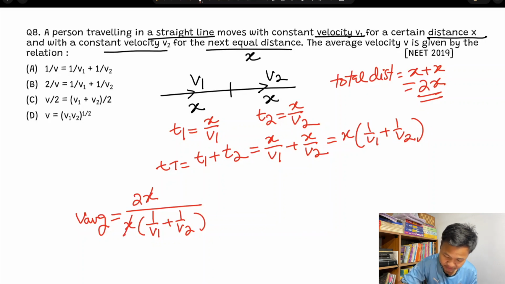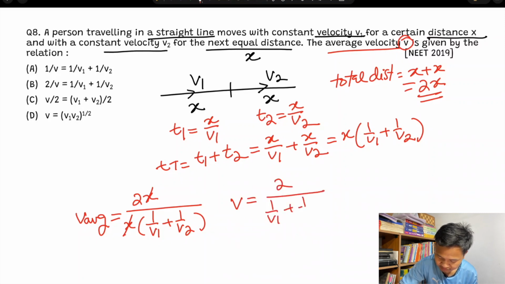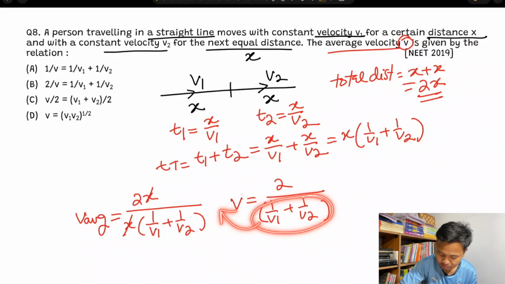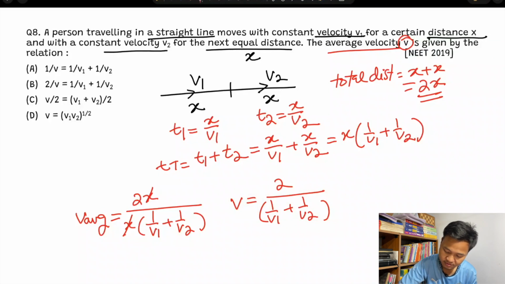x gets cancelled out. And one more thing, here you're given average velocity is v. Okay, so v is given. Average velocity v is equal to 2 by 1 by v1 plus 1 by v2. Here I will transfer this whole thing to the left side and bring this down. So what will you get? I will get 1 by v1 plus 1 by v2 equals 2 by v.